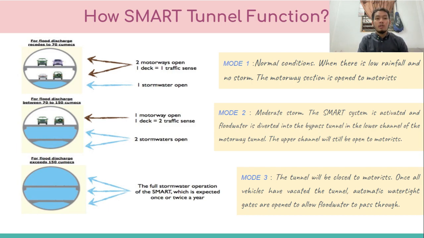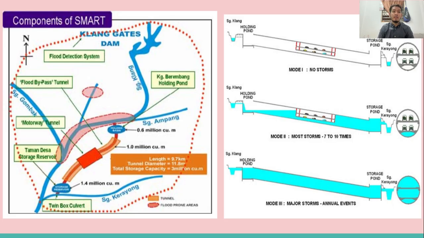For mode 3, the tunnel will be completely closed to motorists. Once the vehicles have vacated the tunnel, the automatic watertight gates open to allow the flood water to pass through, as we can see in the picture. Okay, on the left picture, we can see the Smart Tunnel location is between Sungai Klang and Sungai Kerayong. Besides, on the right picture is how the Smart Tunnel functions. As we can see in the photo, there are mode 1, mode 2 and mode 3.